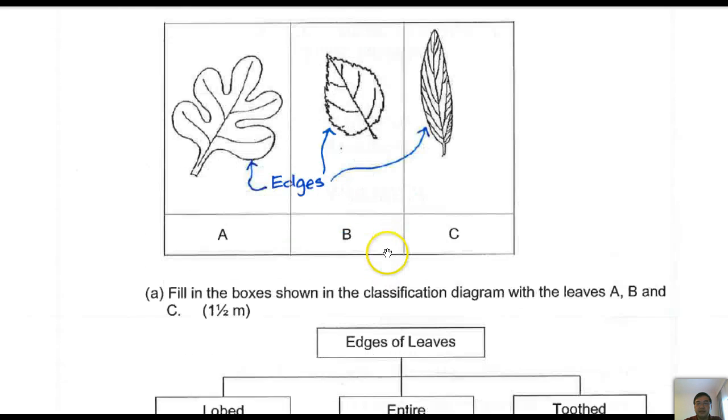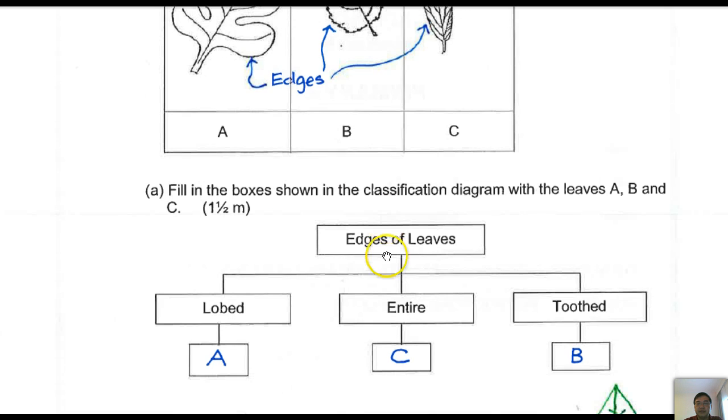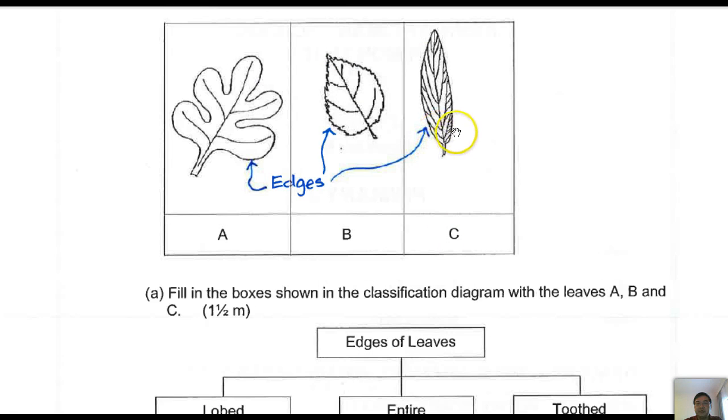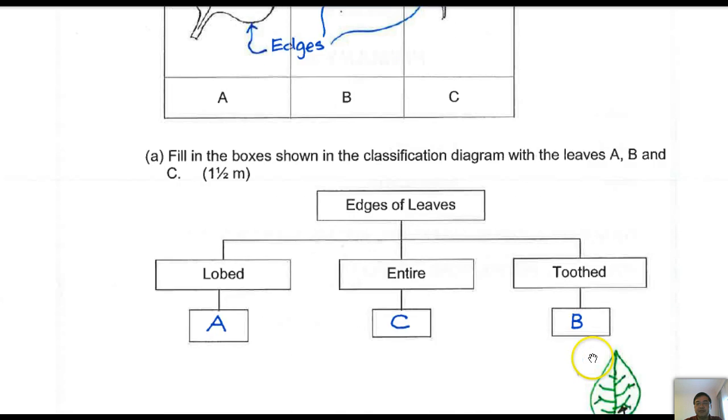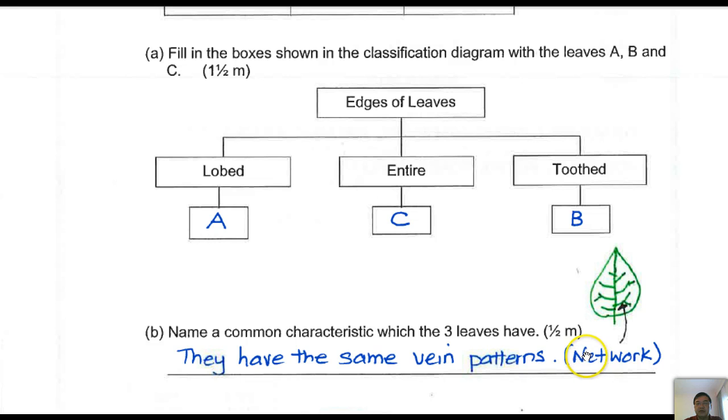Okay, the edges. So lobed edges A, entire C. Entire means totally round, smooth, without any ins or outs. B is over here. Now let's take a look. What do they have in common?